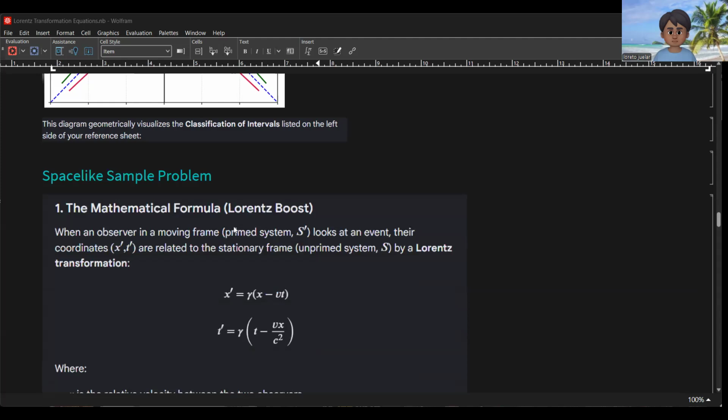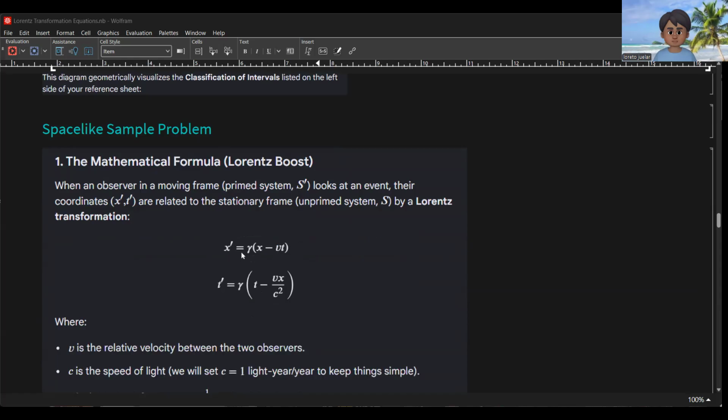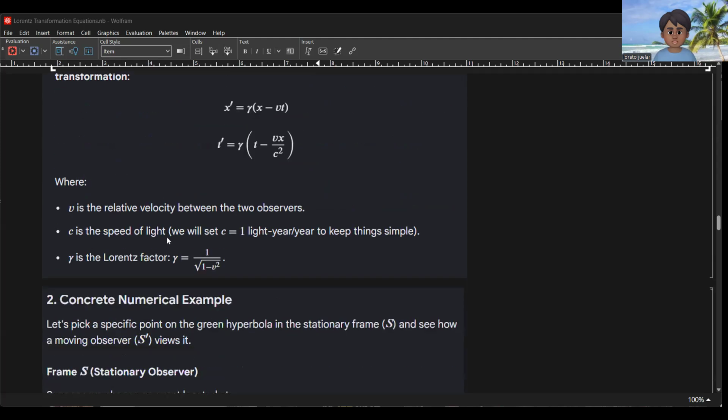So we have a simple problem here, a spacelike problem. The mathematical formulas are x prime equals the Lorentz factor times (x minus vt), and t prime equals the Lorentz factor times (t minus vx over c squared). So when an observer in a moving frame, S prime, looks at an event, their coordinates x prime, t prime are related to the stationary frame S by the Lorentz transformation.